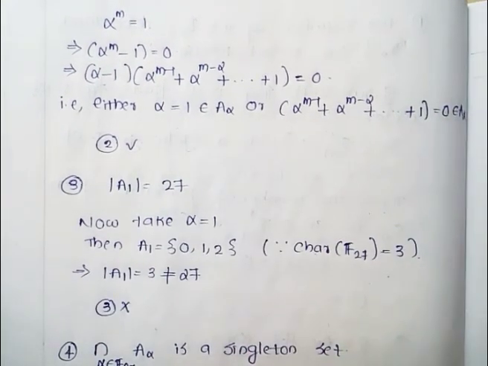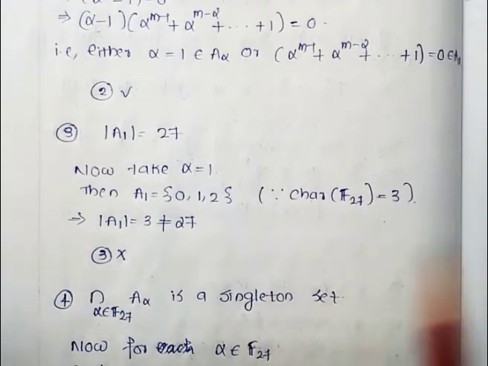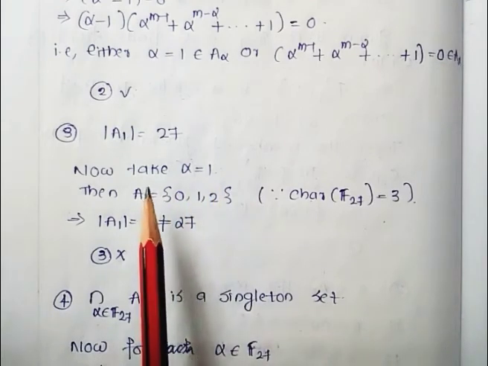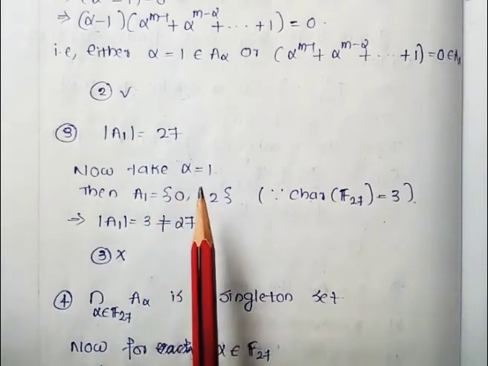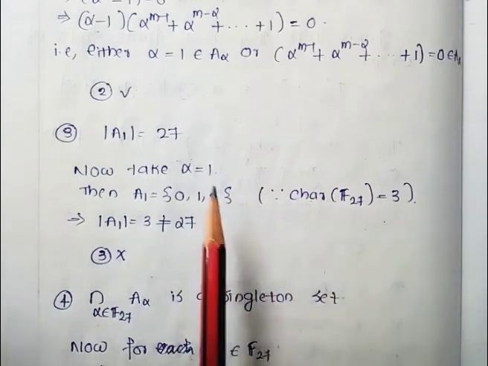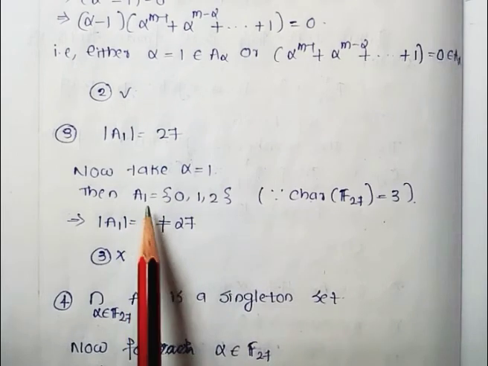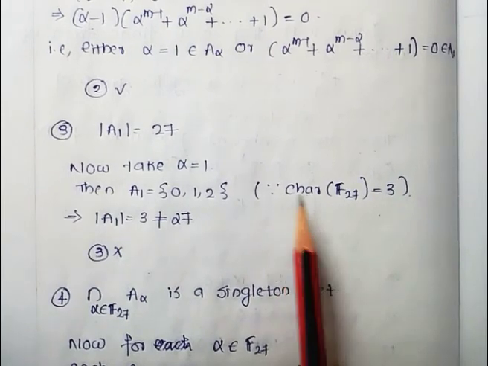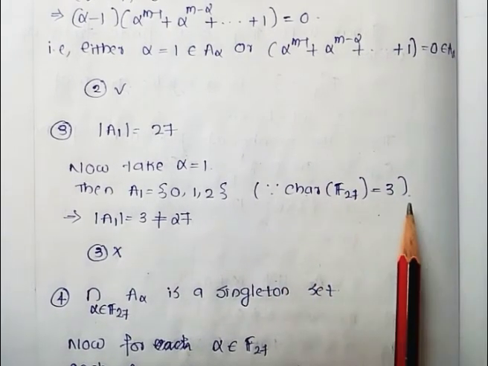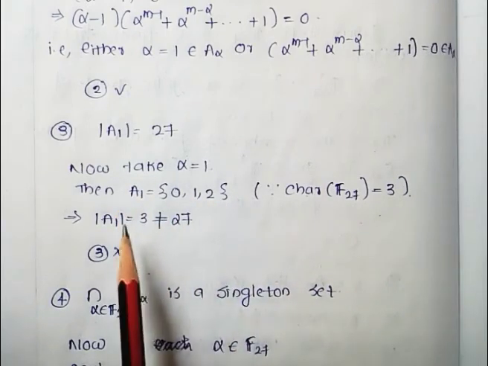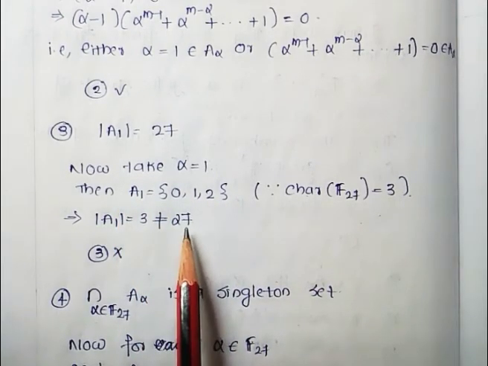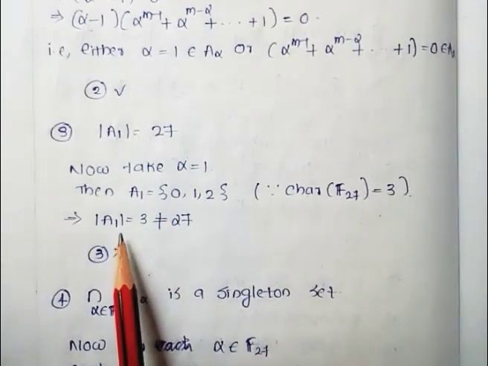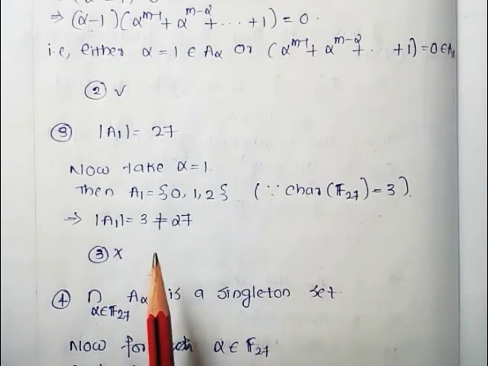Now for the third option, which says that cardinality of A1 is equal to 27. Now we take alpha equal to 1, then our collection A alpha is 1 plus alpha, 1 plus alpha square, etc. So when alpha is equal to 1, A1 is equal to 0, 1, 2. This is since the characteristic of F27 is equal to 3. So we get the cardinality of A1 is equal to 3, which is not equal to 27. So our third option is wrong.